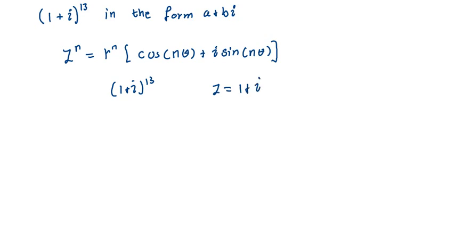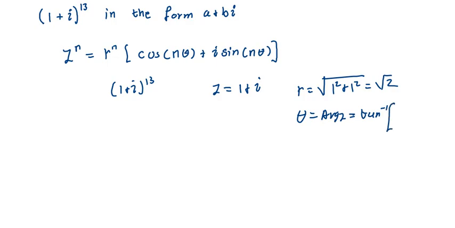So from here, we can say our r, since our z is equal to 1 + i, the coefficient of i is 1. So our r is just the magnitude of z, where we say the square root of 1 squared plus 1 squared, that is going to be equal to the square root of 2. Then our theta is just the argument of z.